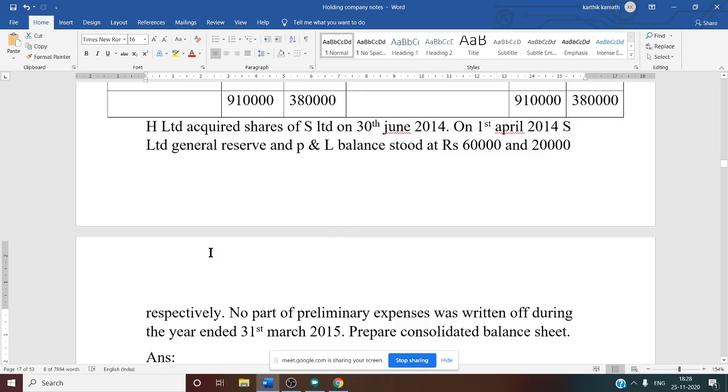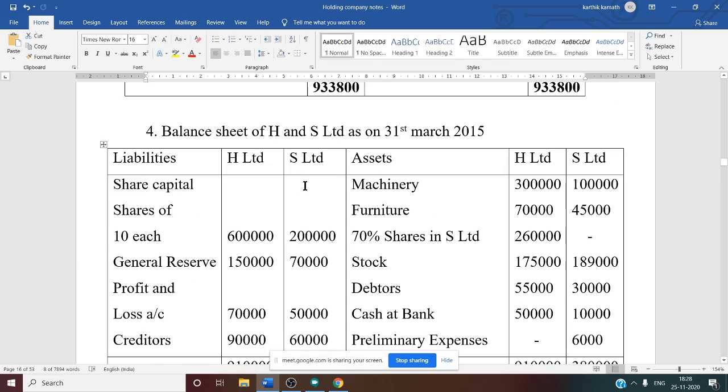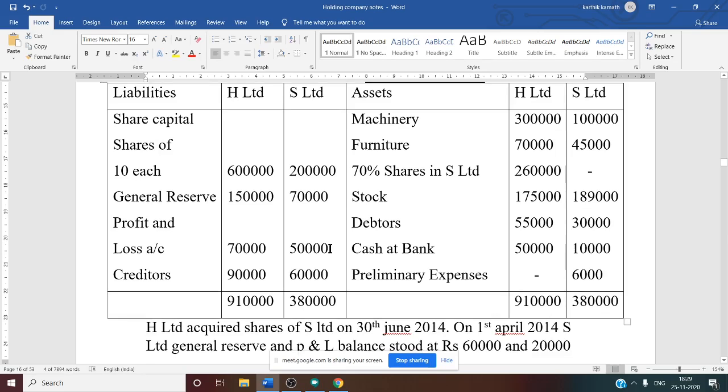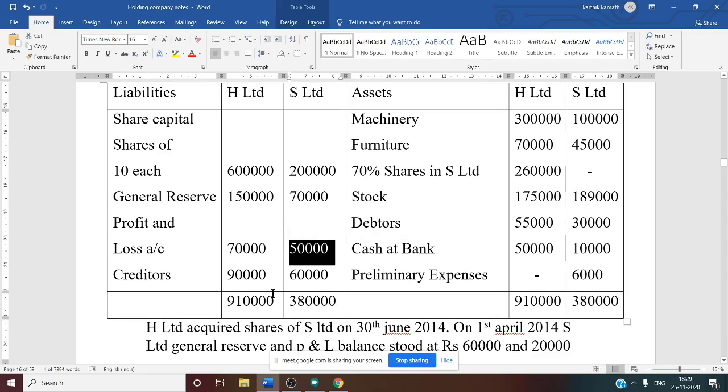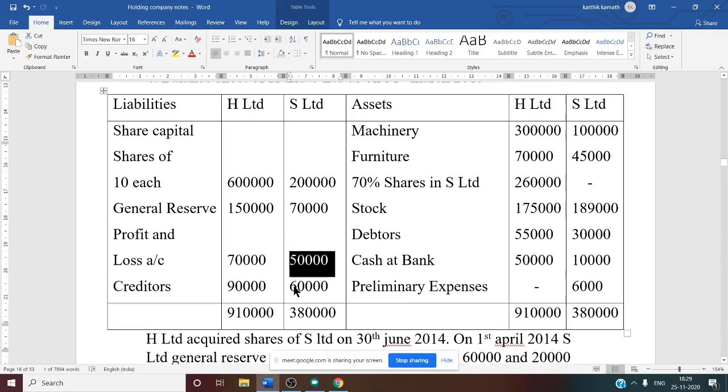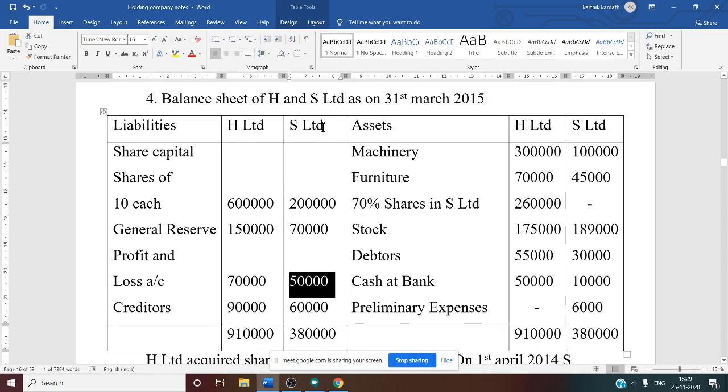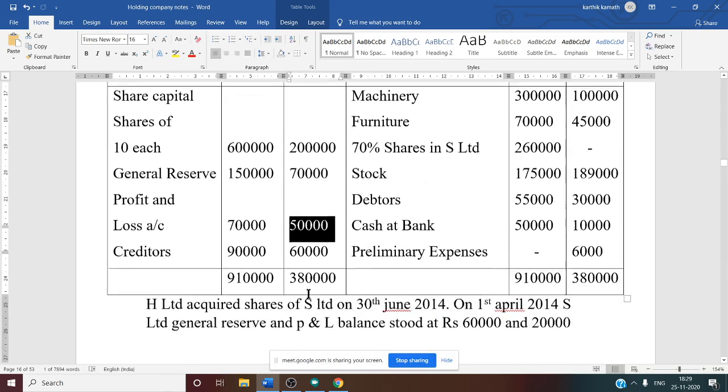By seeing the question, how can you find out? If you see the balance sheet, it is at the end of the financial year. That is why whatever information is given inside the balance sheet is also at the end, isn't it? So the profit at the end of the year we want only of the subsidiary company. What is the profit at the end of the year? 50,000. So 50,000 we know.